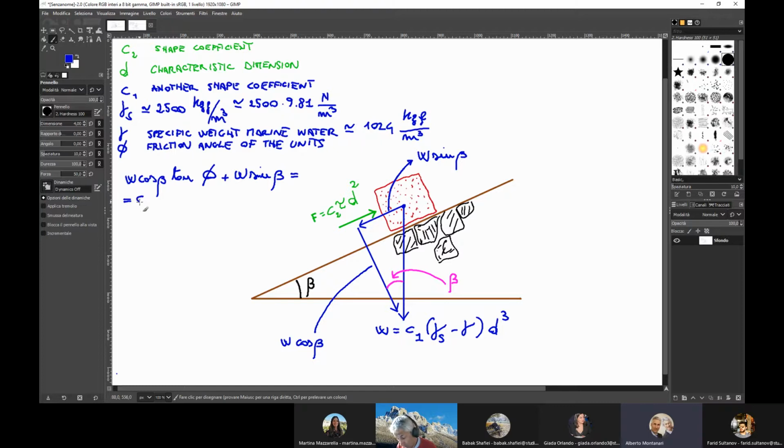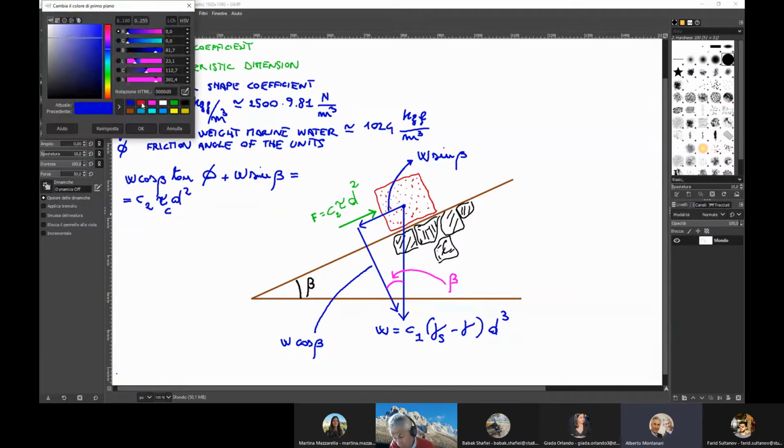C2 tau d square. And let me call this tau C. Why? Because it refers to the critical condition. So tau C is the critical value of the shear stress originated by the wave run-up that brings the unit to limiting equilibrium.